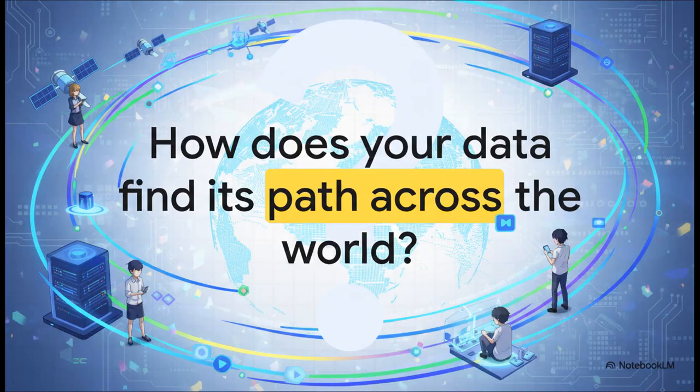So let's kick things off with a question you've probably never even thought to ask, but it's happening all the time. How in the world does a message or a photo or a video find its one specific path through the trillions and trillions of possible routes that make up the internet?